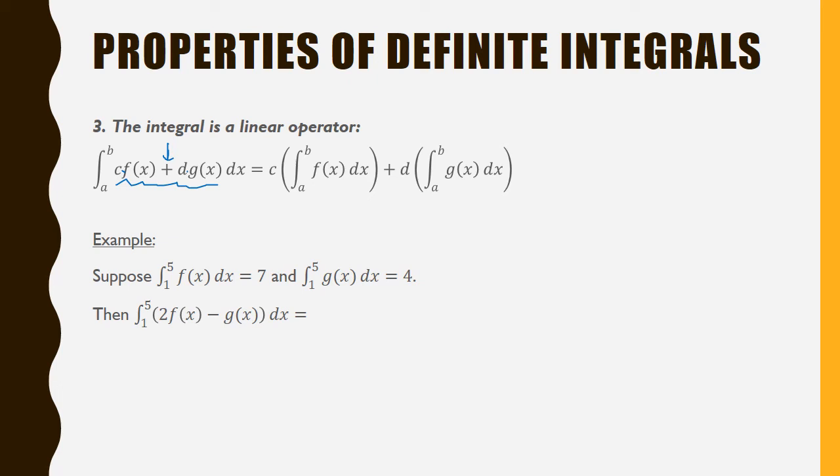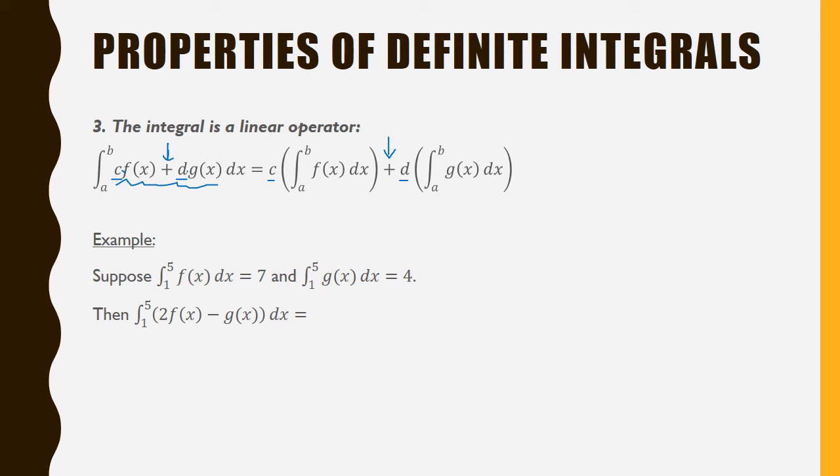And for one thing, this plus can separate this larger integral into two smaller ones. So we can write this as two separate integrals on the same interval. But also these coefficients, so the c and the d, can also be taken out of the integral and multiplied by the area afterwards. Okay, so let me show you an example.